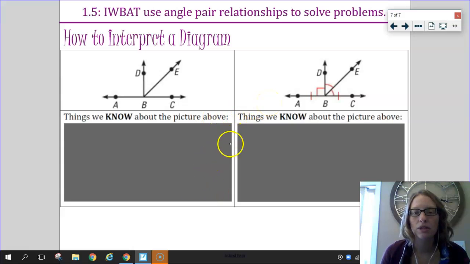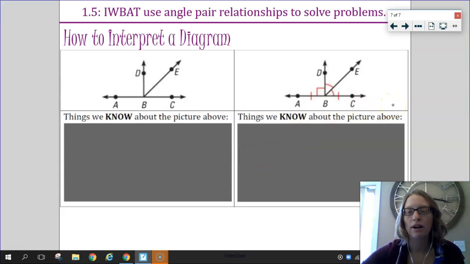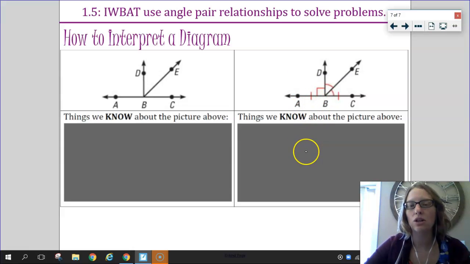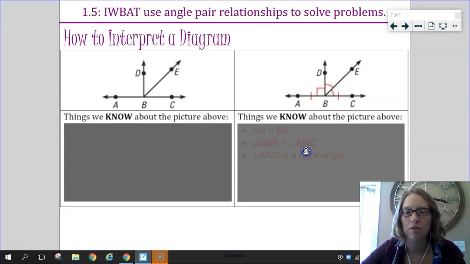What I want you to notice here in these diagrams is specifically how much more information we can get from the markings in the diagram with red versus just this diagram on the left. While we know several things about the diagram on the left, we know more specific things about measurements for this diagram on the right. Let's take a look at those specific things first.